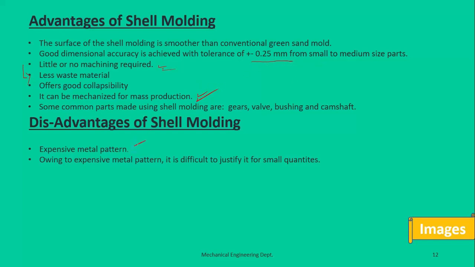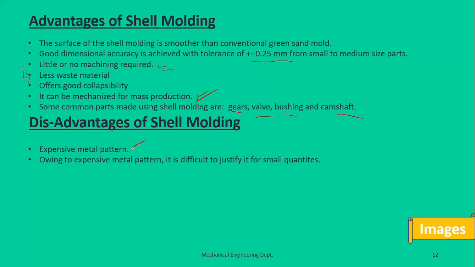It involves a metallic pattern here. So this kind of expendable mold casting, shell molding, is not justified for small quantities; rather, it is justified for large quantities. So it can be mechanized for mass production. Some common parts made using shell molding are gears, valves, bushings, and camshafts. These are general parts used in automobiles that are made using the shell molding process.